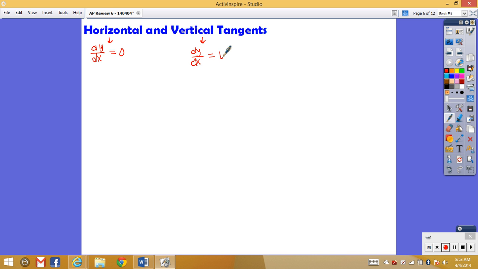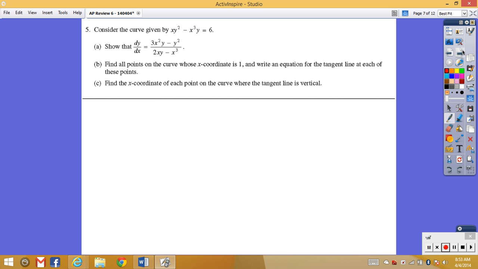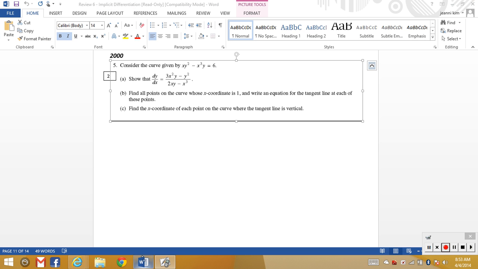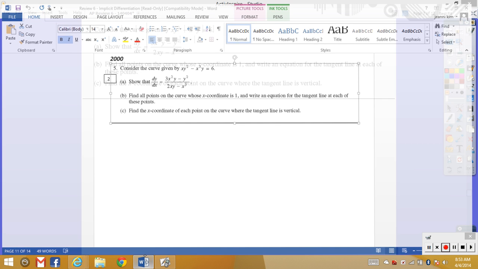And this is actually really easy to do when your derivative happens to be a fraction, and in most implicit differentiation problems, your derivatives are fractions. So I'm just going to take one of the free response questions. I don't remember what number this is in your packet. I actually can pull it up. It is number 2 in your packet.